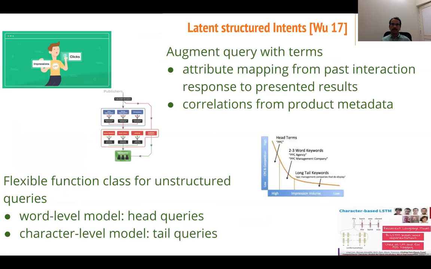Attribute mapping from past interaction responses to presented results, and correlations from product metadata. So a multi-layer perceptron represents query embeddings as a hidden layer fed to a fully connected layer, which predicts a set of binary attribute indicators.